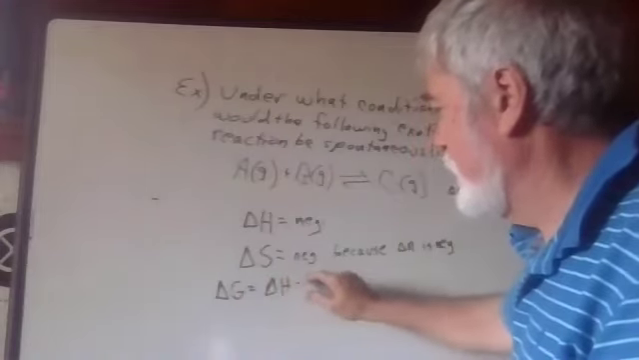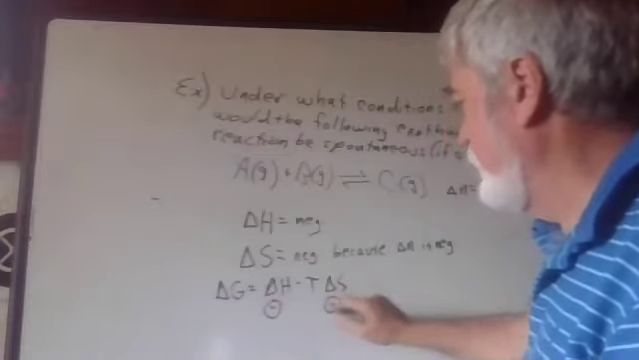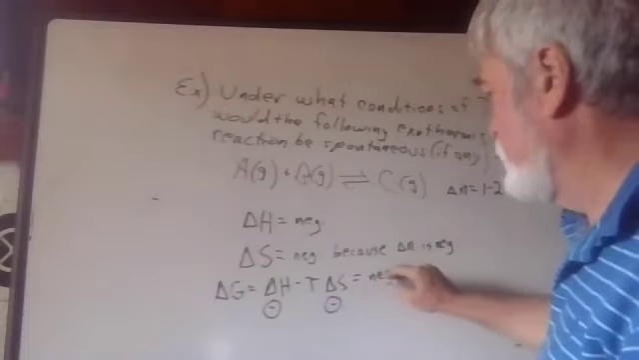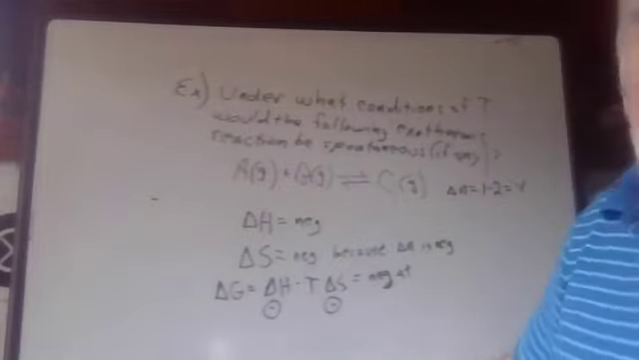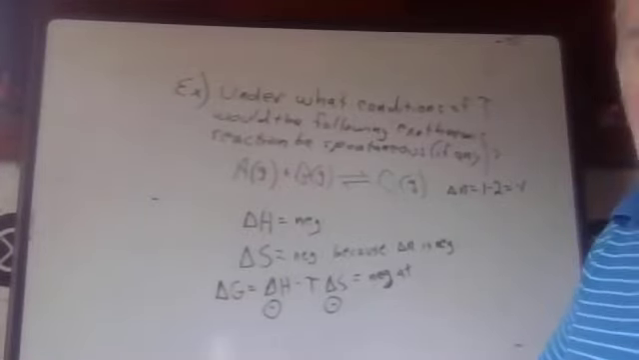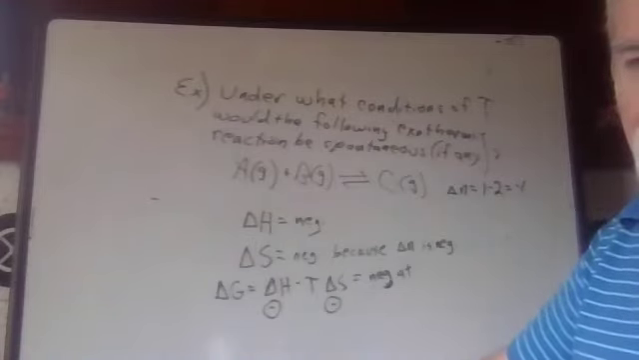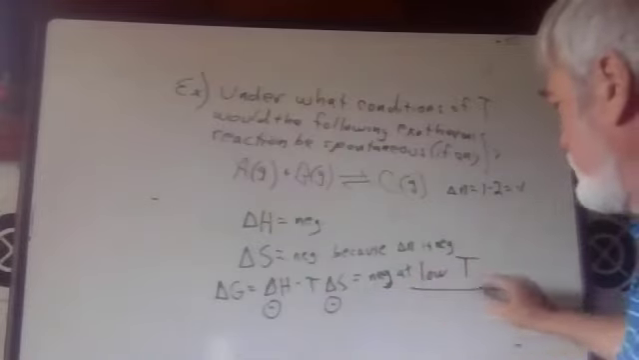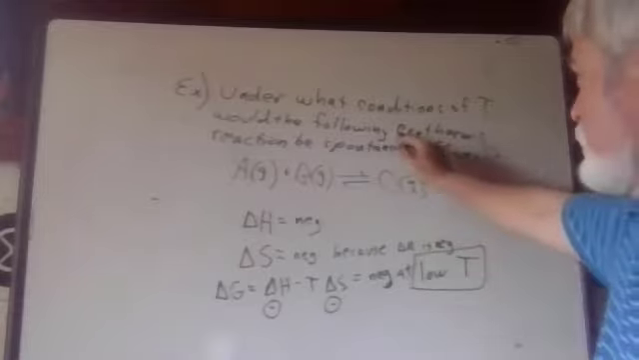Okay, so under what conditions of temperature then, when you consider delta G equals delta H minus T delta S, here you have a negative and here you have a negative. This is going to be spontaneous at what conditions of temperature, high or low temperature? Is it going to be more spontaneous at higher temperatures or lower temperatures? Lower temperatures. Right. So that's the answer to this question, under what conditions of temperature. But we had to know whether it's exothermic or endothermic.